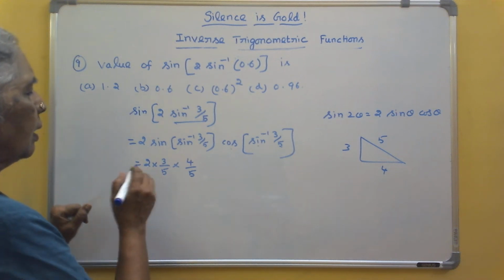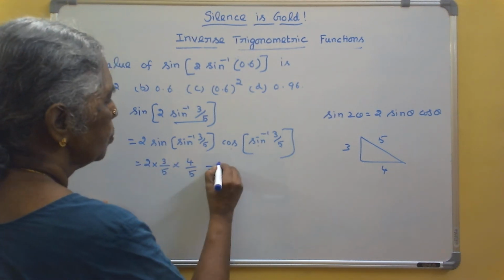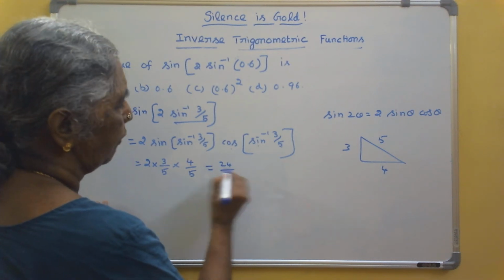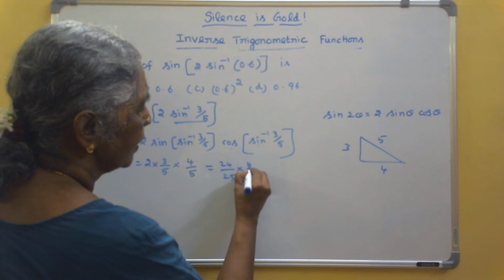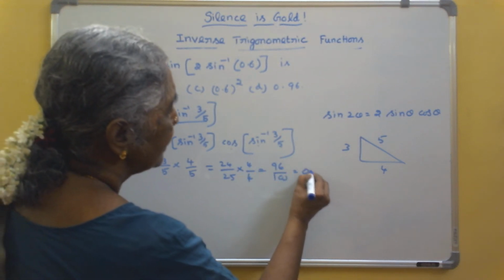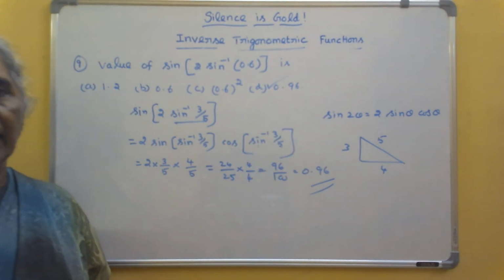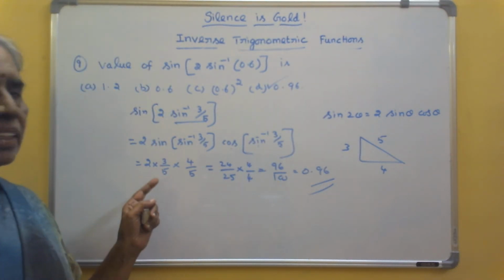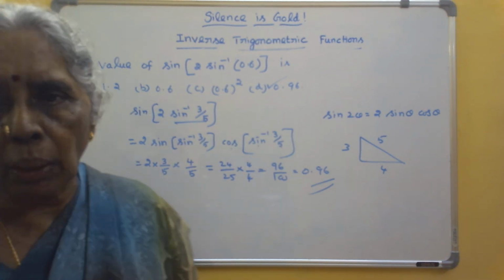So, now we can just conclude. You will get 2 into 3, 6, so 24 by 25. But the answers are given in decimal, so let us multiply by 4. So, 96 by 100, which is 0.96. So, the option D is the correct answer. This is the easiest method than the other one. So, hope it is clear to you now.